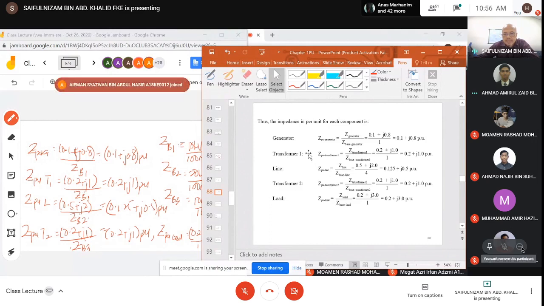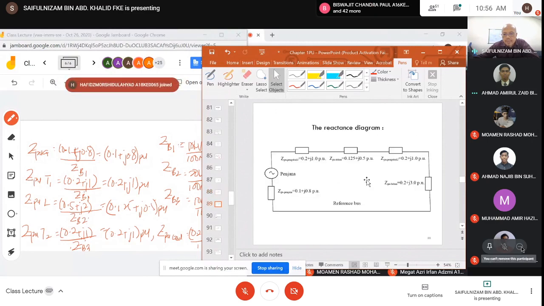After getting these new per unit values, we can substitute them into this reactance diagram. Again, it depends on the question. We can use either the generator or the load as a reference, meaning that you have to determine the load current by knowing the value of the generator voltage or load voltage.